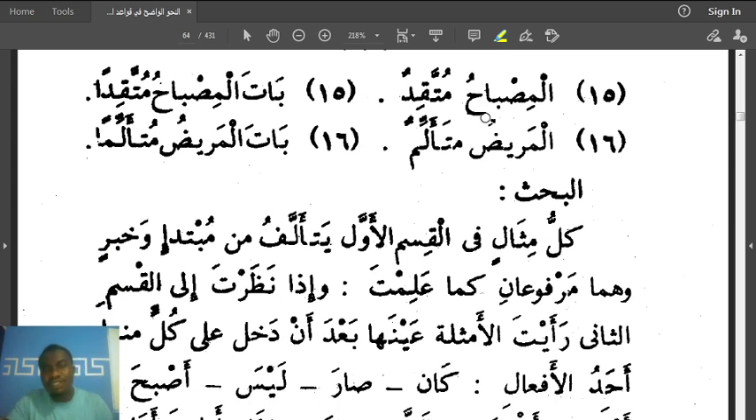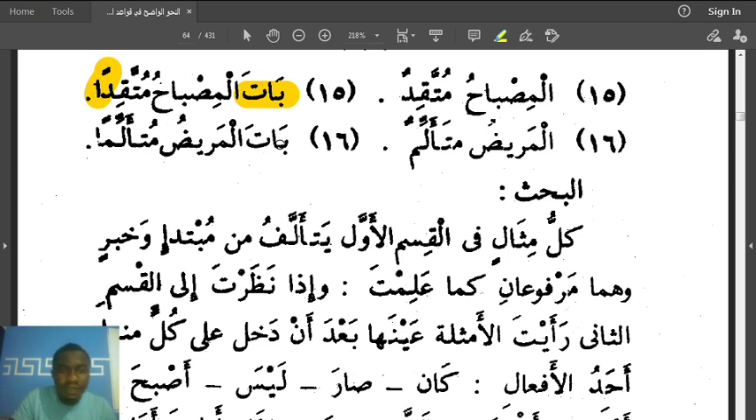And then we have our last one. Al-misbahu mutaqidun. Misbah is lamp, and mutaqid is lighted up. The lamp is lighted up, or the lamp is burning. You know those lamps that are real fire, you say the lamp is burning. Then we have ayta, the sister of kana here. So we have ayta al-misbahu mutaqidan. The lamp remained lighted up.